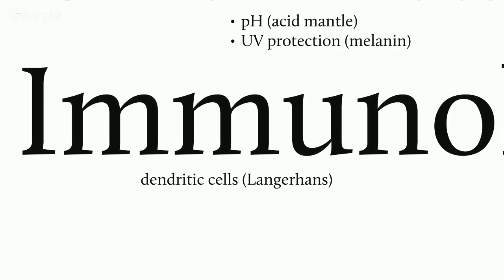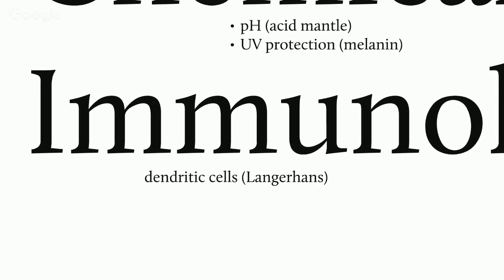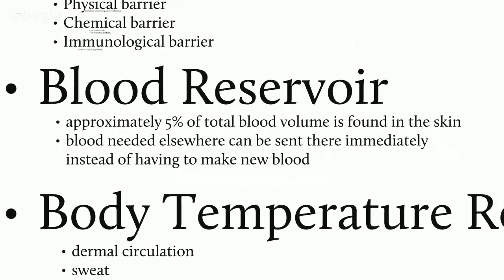Okay. So those are the three aspects of protection that I wanted to just talk a little bit more about. I already said this about the blood reservoir. About 5% of your blood is kept in the skin. If there's a time when you need blood somewhere in your body, not necessarily about body temperature regulation, but if you're going to exercise, your heart needs to start pumping blood faster. And so that blood can be sent to the heart and your blood pressure will increase and your heart rate will increase and that kind of stuff.